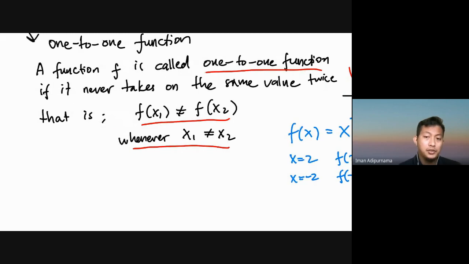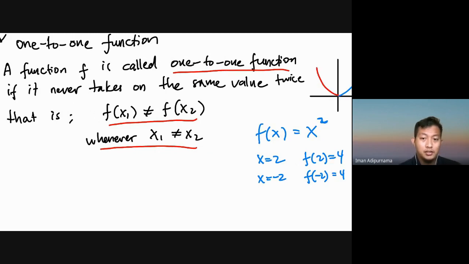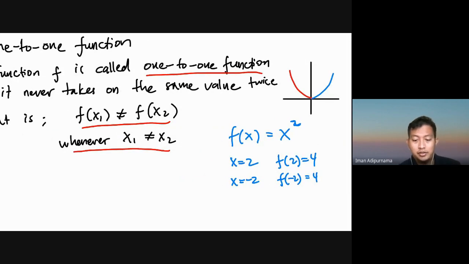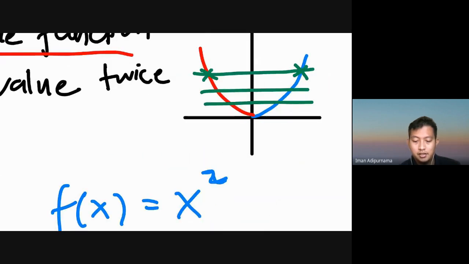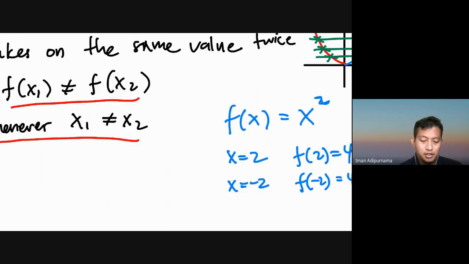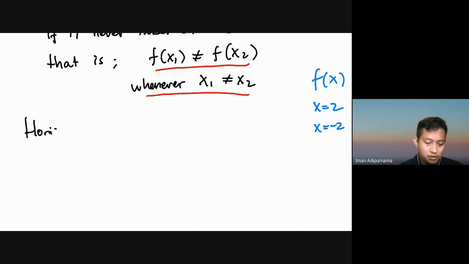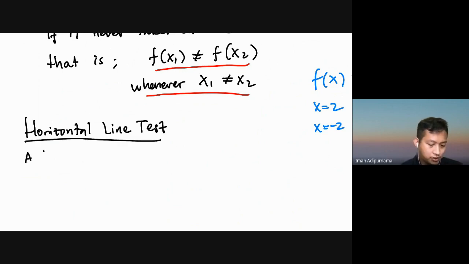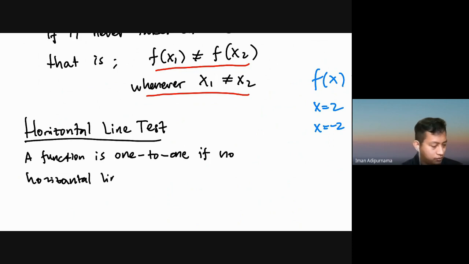Right. So how can we check whether it's one-to-one or not? Aside from checking the numbers like this one, you can use what's called the horizontal test, like this. So you see that it's crossing more than once, right? So let me write here. To check, you can use the horizontal line test. So a function is 1 to 1 if no horizontal line intersects its graph more than once.